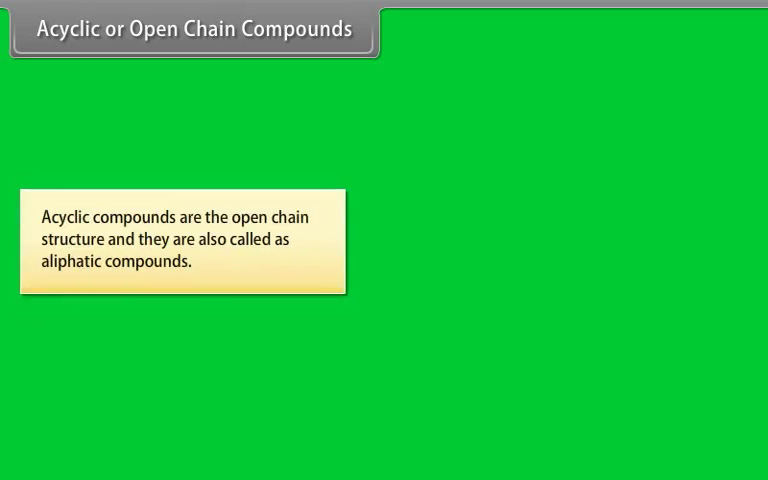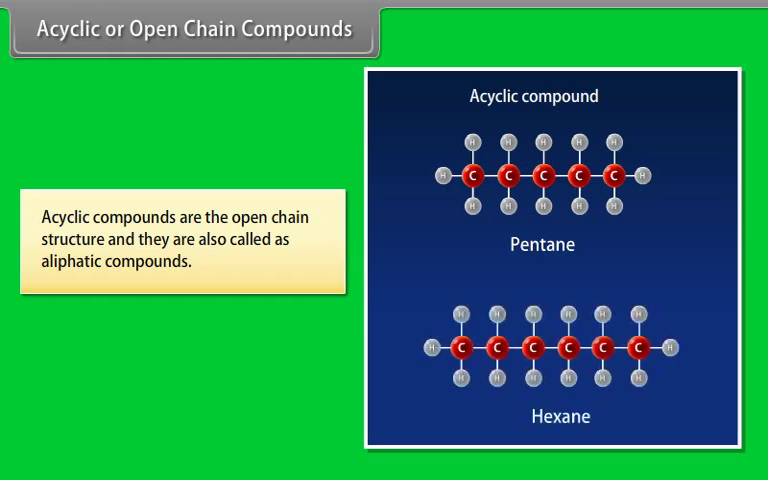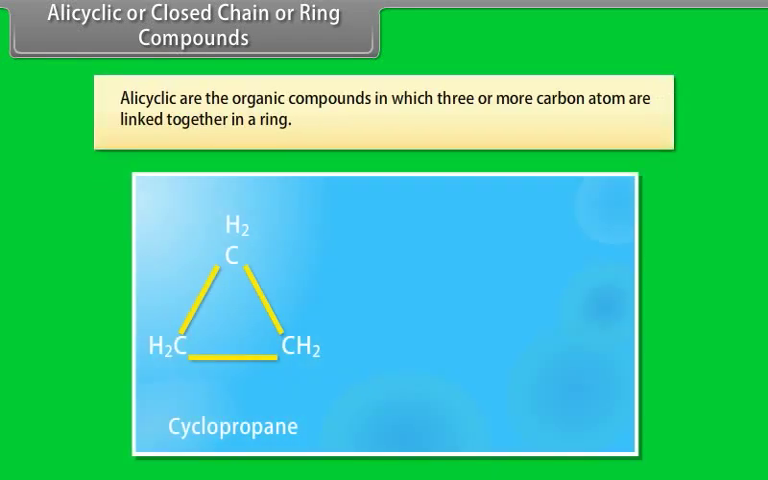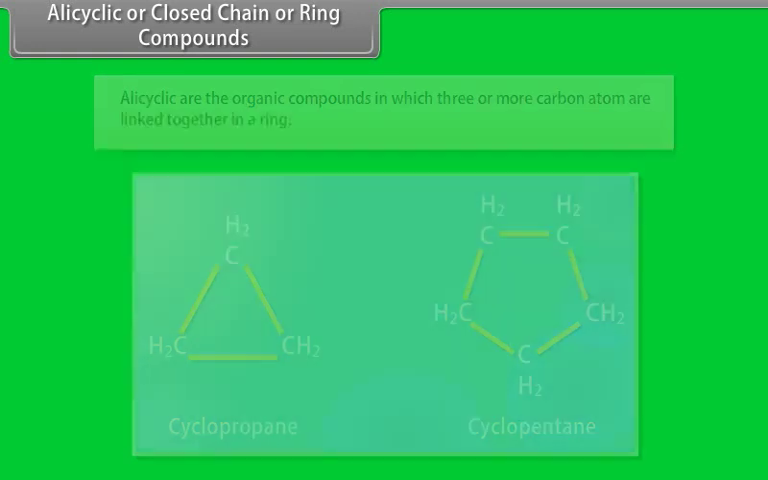Acyclic or open-chain compounds. Acyclic compounds are the open-chain structures, and they are also called aliphatic compounds. Alicyclic or closed-chain or ring compounds. Alicyclic are the organic compounds in which three or more carbon atoms are linked together in a ring.